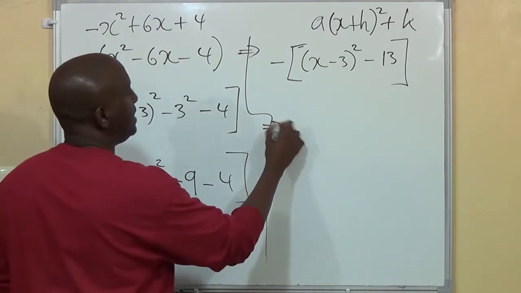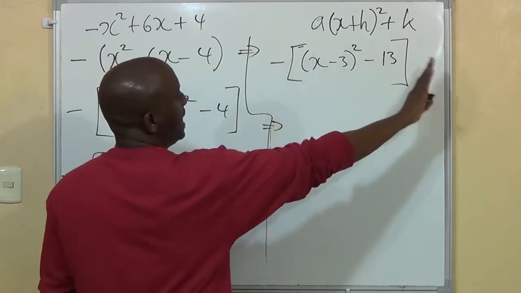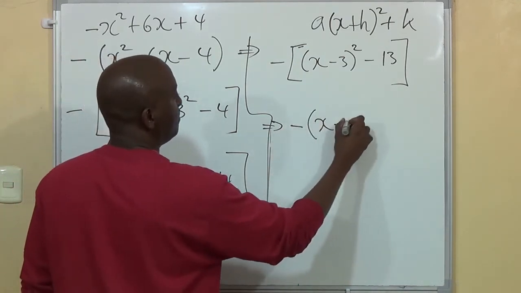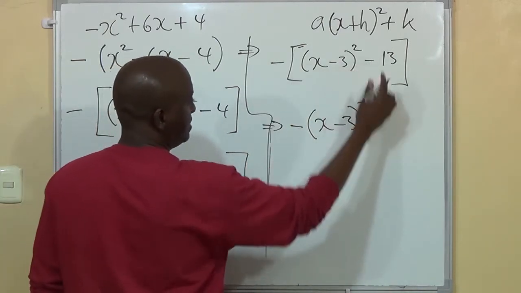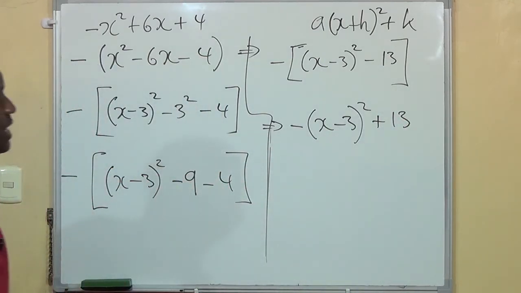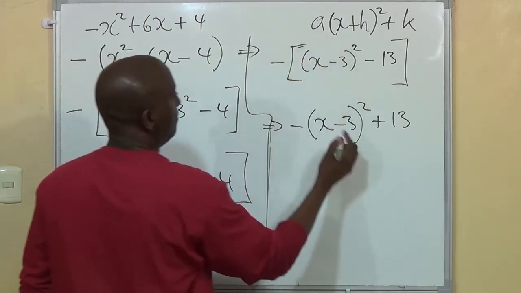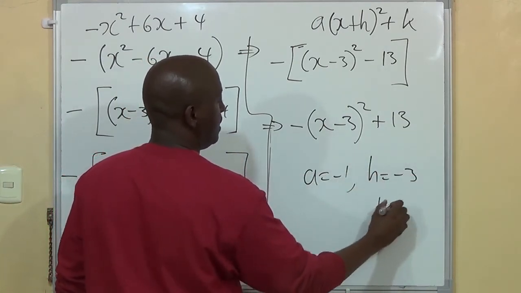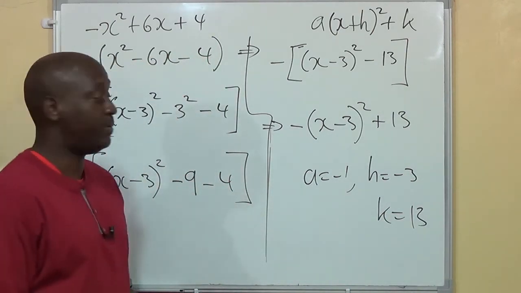So the next line here would be, now you could take the minus sign and multiply it back by everything inside the square brackets. So it will be minus into (x minus 3) all squared, and then this minus multiplied by the minus 13 there will give you plus 13, and that is the final answer. So if you had to give values for the constants here, in this form, you will get a equal minus 1, h equal minus 3, and k is equal to plus 13. And that basically is it, you know, right?